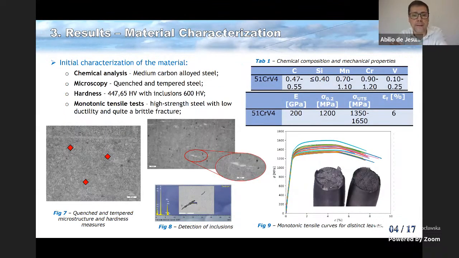Regarding the material, this is a very well-known material, not only used for freight wagon springs, but also for trucks. So this is a spring steel with very high strength. And what I have to say here, we made some samples from different springs, and we found a very significant scatter in the properties. So that was the first concern that we observed in this material. Also, some inclusions in the material were visible in our analysis.